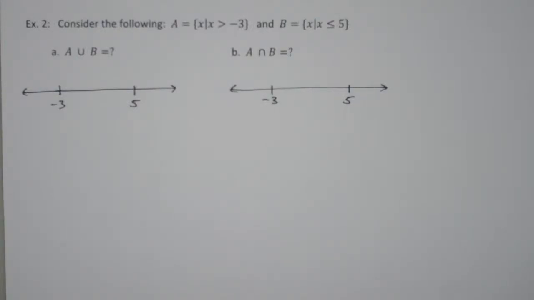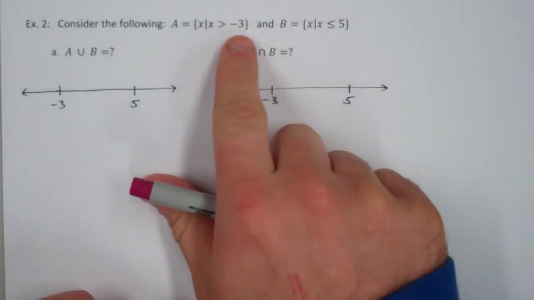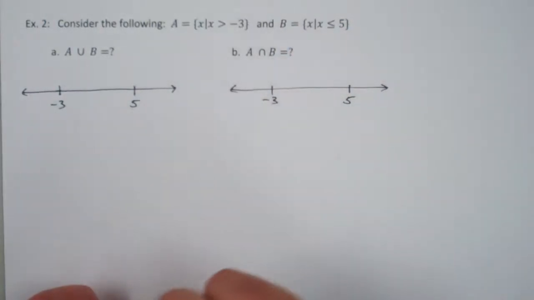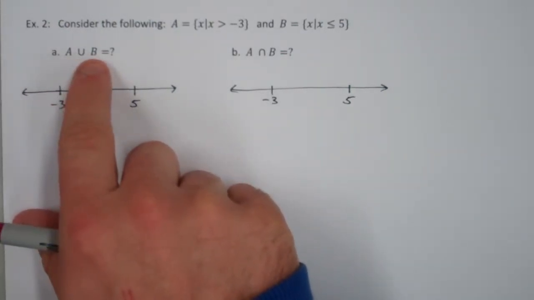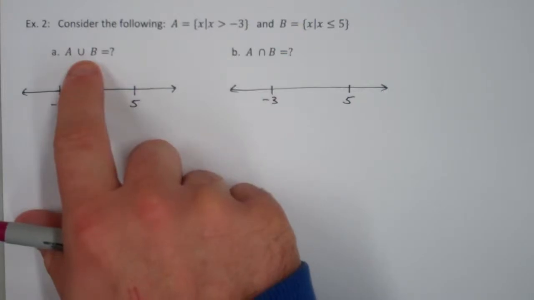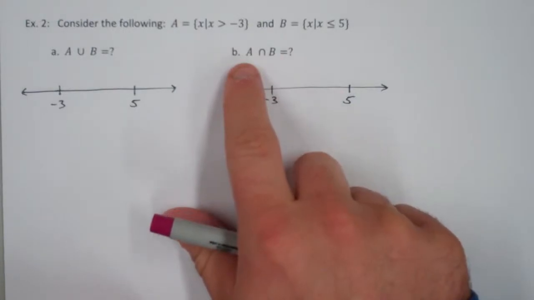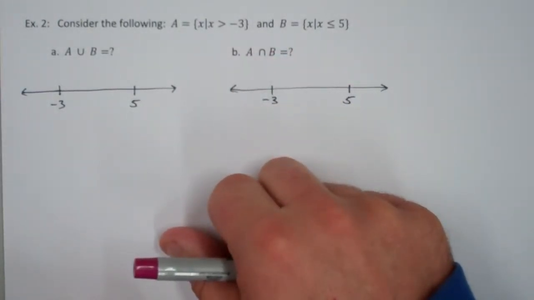In example 2, we're given A and B, and A and B are sets of numbers. A is the set of numbers x such that x is greater than -3, and B is all numbers x that are less than or equal to 5. In part A, we have A union B, so this is put them together, or all of it, and this is A intersection B, so that's only where the two intersect. So let's compare and contrast these.